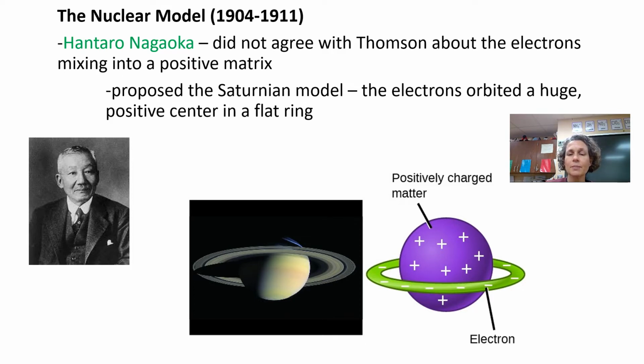In my little drawing there, the purple in the middle is all the positive stuff, and the green around it is where the electrons were. So he wasn't disputing the idea of electrons. He was tweaking where the electrons were.